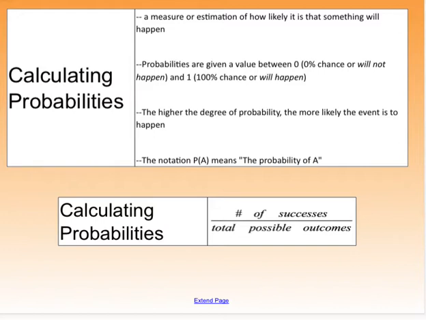The higher degree of the probability, the more likely the event is to happen. So if a forecaster said there's an 80% chance of snow, it's probably going to snow. The notation P of A means the probability of A. So when we're talking about calculating out probabilities, we want to take our number of successes and divide it by the total possible outcomes. So on the top, it's success. On the bottom, it's total.